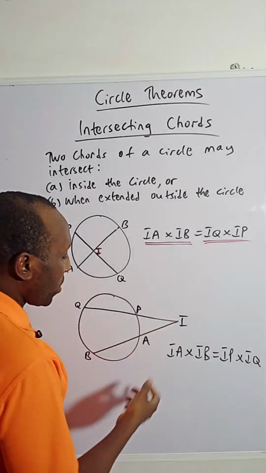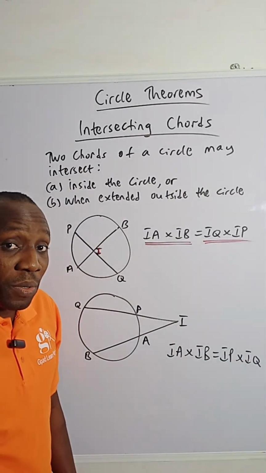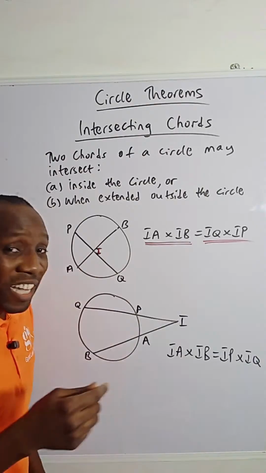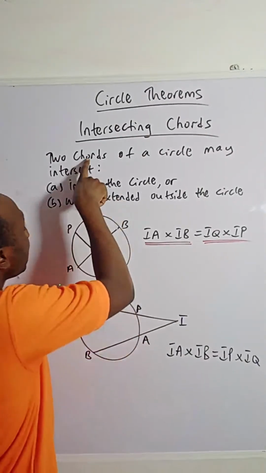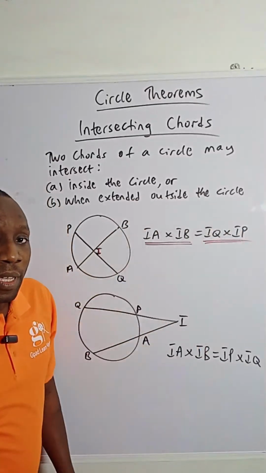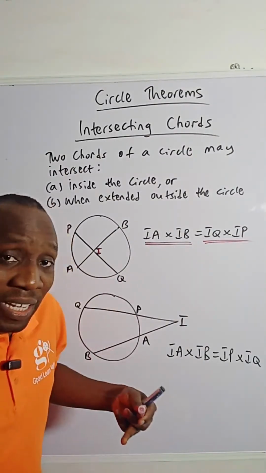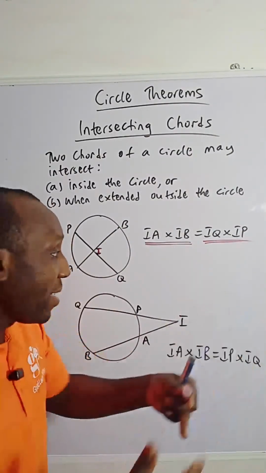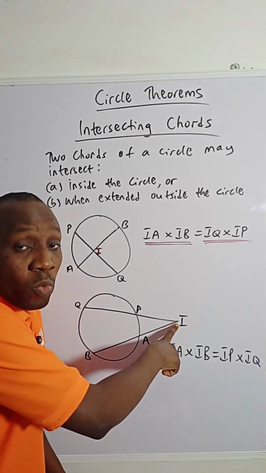What about the second one? See, here, the lines are not intersecting in the circle. The chords have been extended outside the circle. They are in the circle actually, but they were extended and their intersection happened outside. See, I here is where they meet.